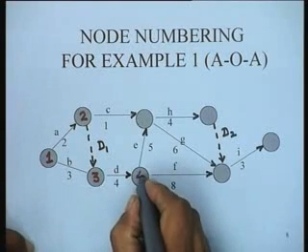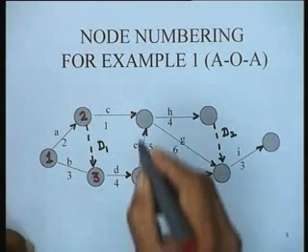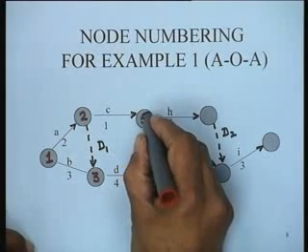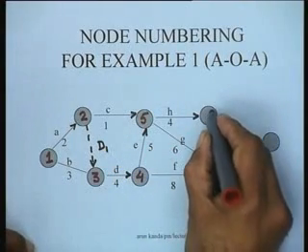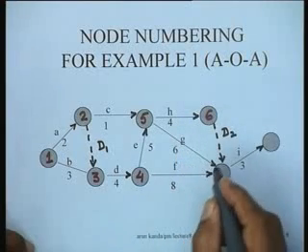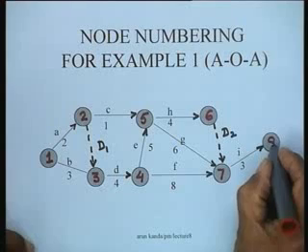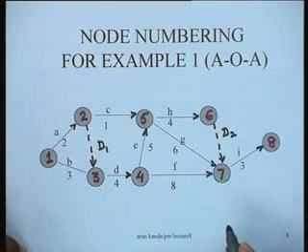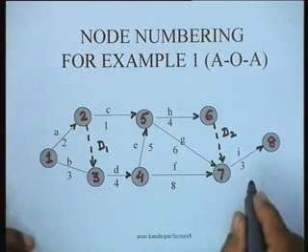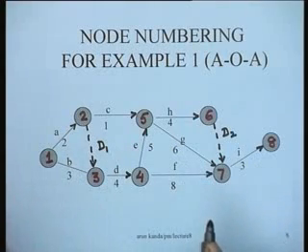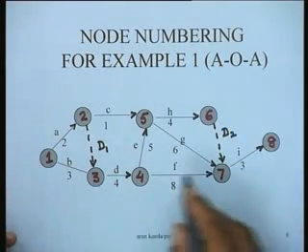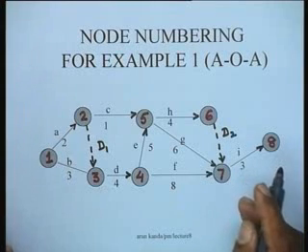Then we can number this node as node number 4. Then we can call this node number 5, and after this we have to call this node number 6. Then we call this node number 7, and finally this is node number 8. So this is the node numbering scheme, and we have now developed a network in which all the nodes are properly numbered.